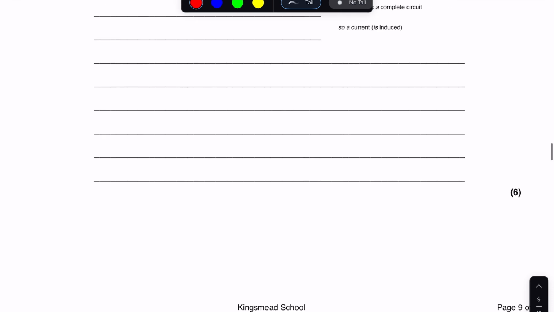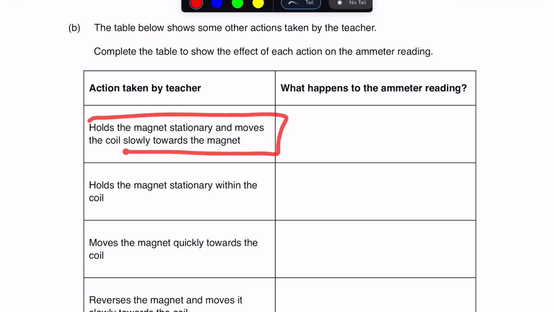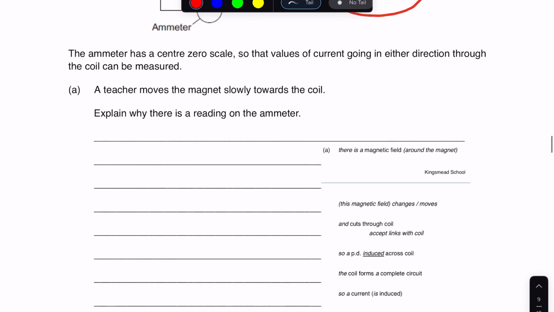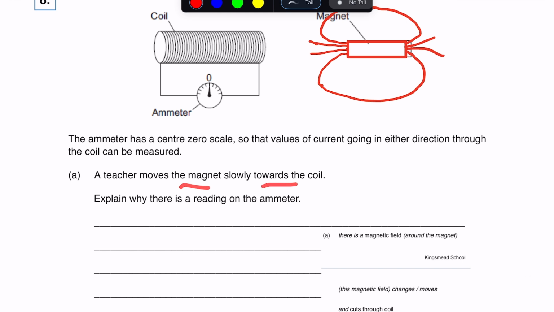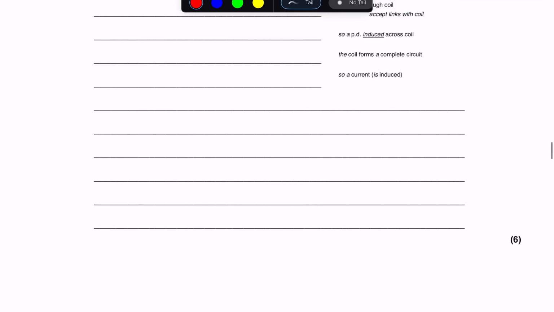Then it says the table below shows some other actions taken by the teacher. Complete the table to show the effect of each action on the ammeter reading. If I hold the magnet stationary and move the coil slowly towards the magnet, what happens to the ammeter reading? In the first situation we moved the magnet towards the coil. We could keep this still and move that towards that, or move this towards that. It's basically doing the same thing. As long as you've got relative movement between the two, you're going to get a current induced because you've got an induced potential difference.